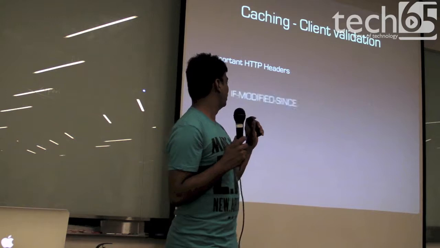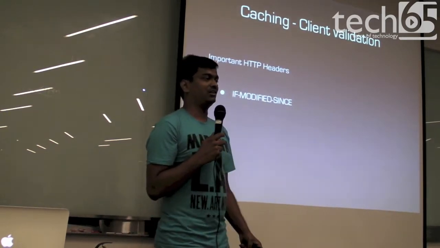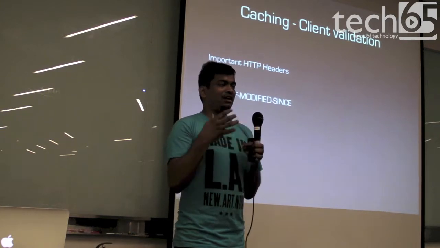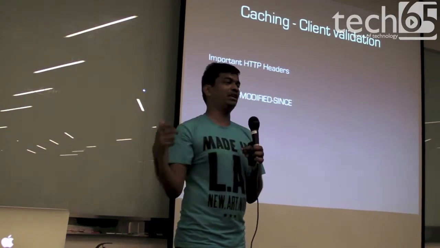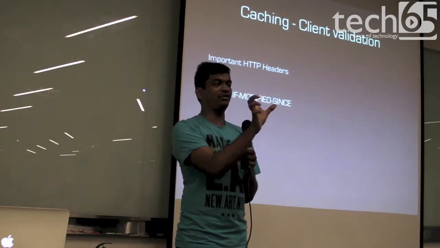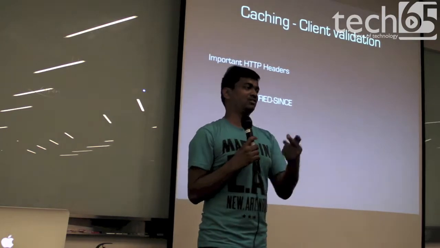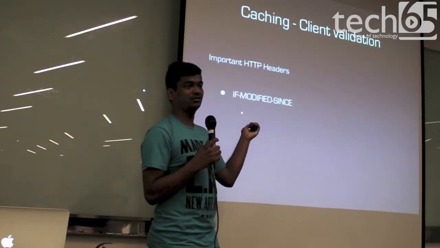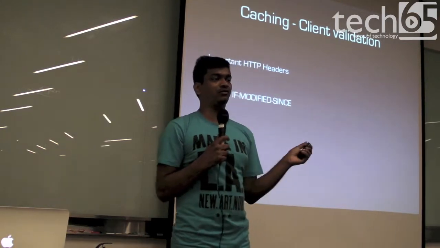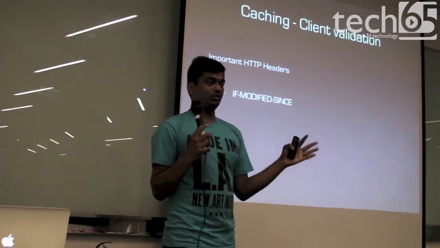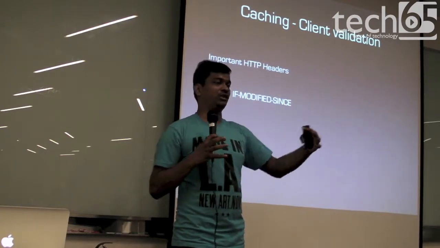Client validation works like this. There is a header called if modified since. And how this works is, I know the last modified date of this resource. Do you have an update after this? So if modified since 28th February, send me the information. So the server checks this value, sends the information only if it has been changed. If it is not changed, it sends a 304 not modified. You effectively save bandwidth, which means, again, engineering scalability.